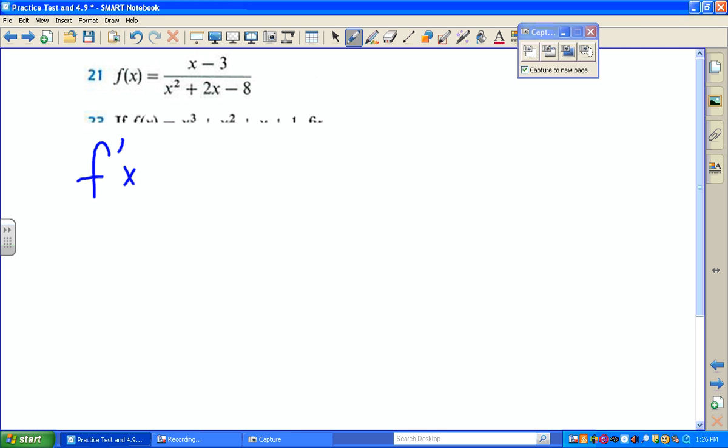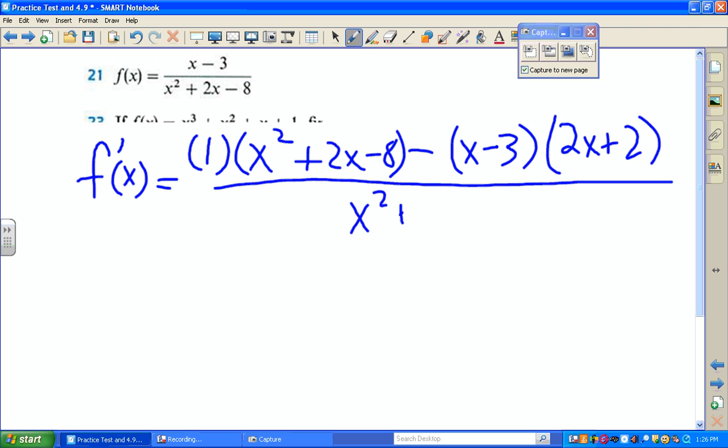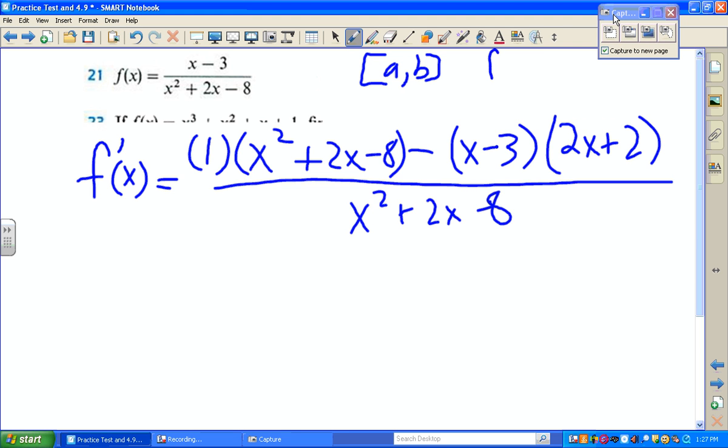All right. So f prime of x goes 1 times x squared plus 2x minus 8 minus x minus 3 times 2x plus 2 all over x squared plus 2x minus 8, squared. So the first thing you normally do is take the derivative. It's on an open interval. There's no a or b to check. If there is an a or b or closed interval, remember, you have to find the function values of those also when you're looking for extrema. But since these aren't on an open interval, then you don't have to worry about it.